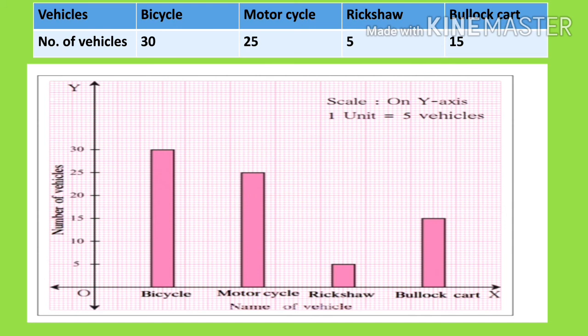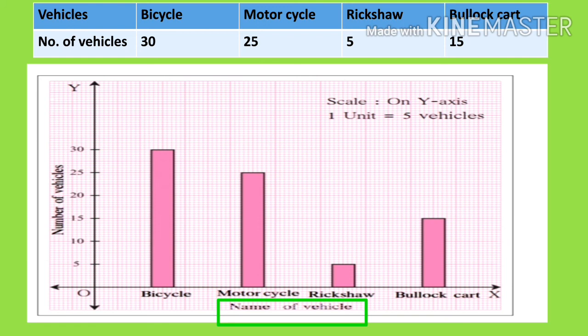So on the y-axis we will represent the table of 5, because 1 unit is 5 vehicles: 5, 10, 15, 20, 25, 30. In bar graph paper there are 2 types of lines: one is the bold line, the second is the faint line. On the bold lines we will write the number of vehicles in steps of 5. On the horizontal line the vehicle names are given: bicycle, motorcycle, rickshaw and bullock cart.